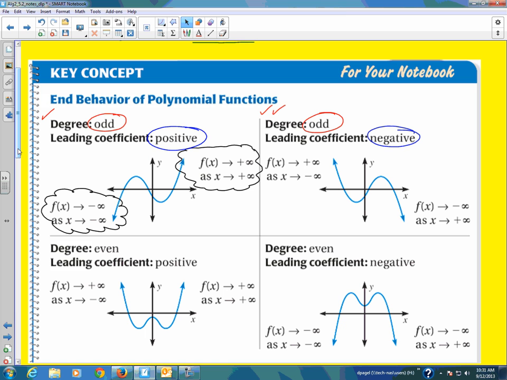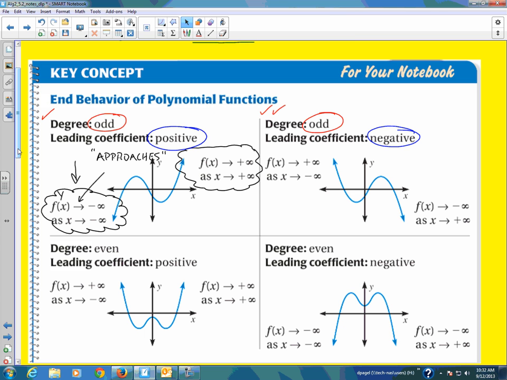Now this weird looking notation that's going on in this bubble here. F of x approaches negative infinity as x approaches negative infinity. Okay, these little arrows here mean approaches. So how we read this is f of x is approaching negative infinity as x is approaching negative infinity.